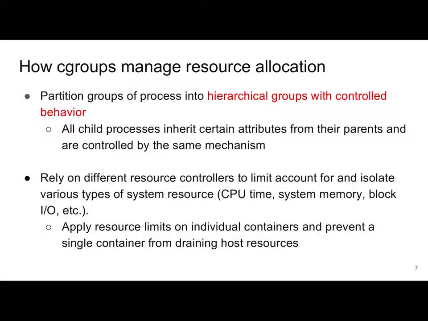C groups manage resource allocation by partitioning groups of processes into hierarchical groups with controlled behavior. All child processes inherit certain attributes from their parents and are controlled by the same mechanism. The mechanism relies on different resource controllers to limit, account for, and isolate various types of system resources. Resource limits on individual containers are applied and prevent a single container from draining host resources.